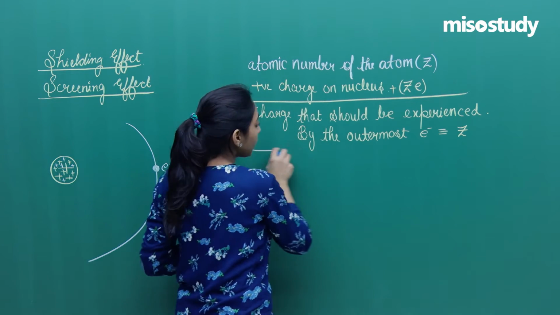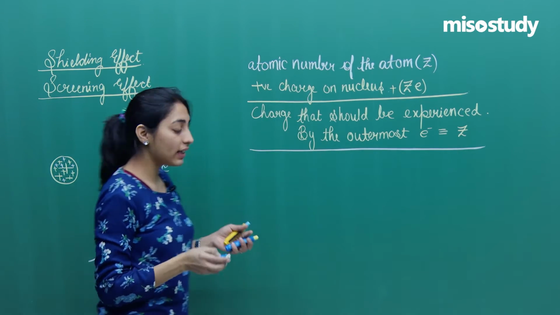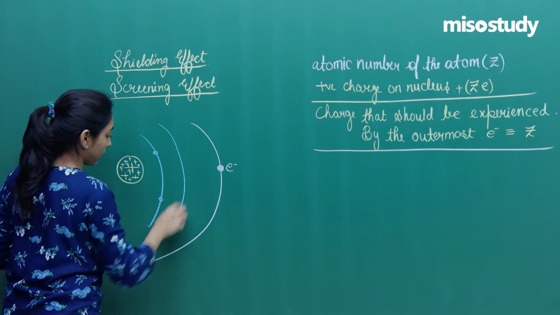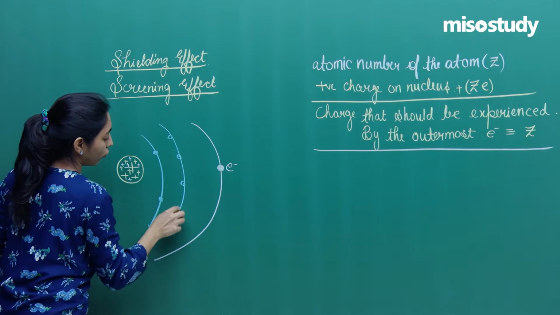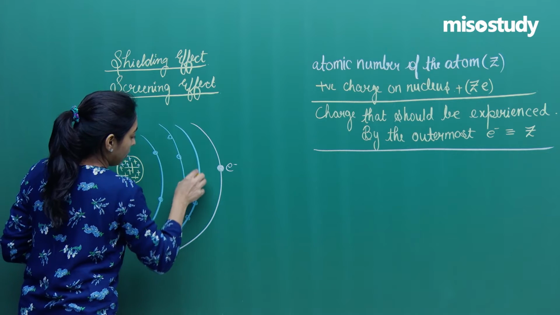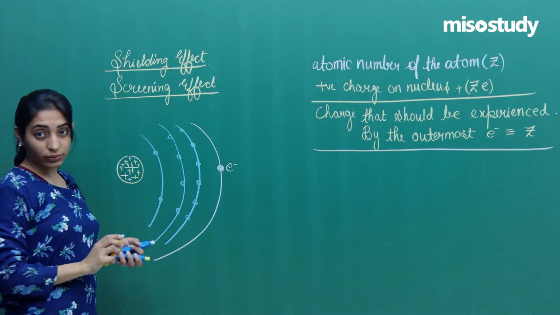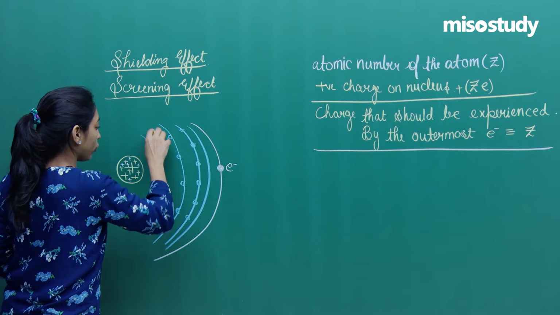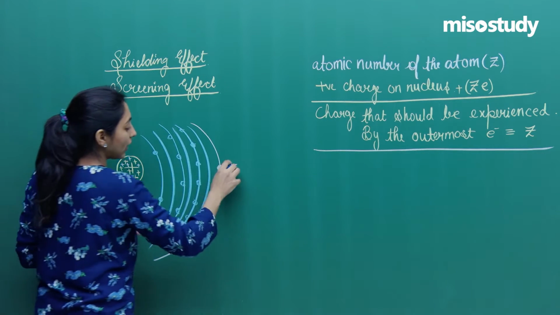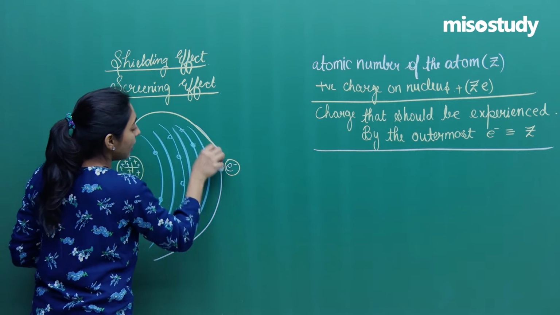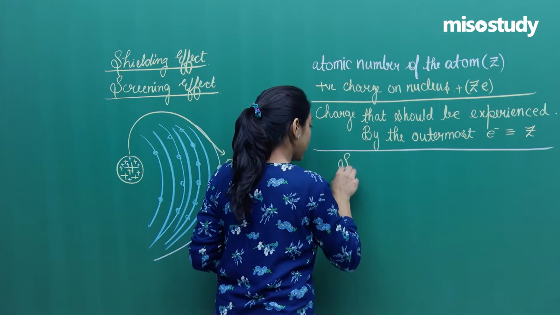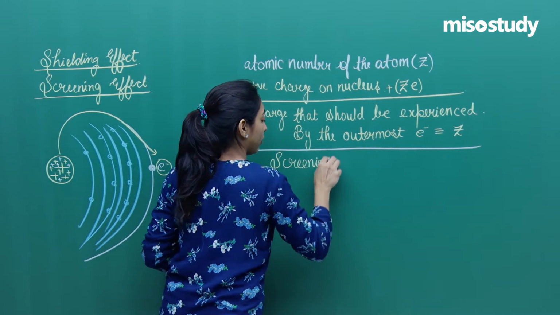Okay. Now see, because of the inner lying electrons, let's say 2 electrons were here, then 8 electrons were there in the second shell, 8 electrons were there in the third shell, fourth and so on, right? So because of the inner lying electrons, the outermost electron will now not be able to experience the complete charge of the nucleus, right? So let us now introduce a constant which is the screening constant.